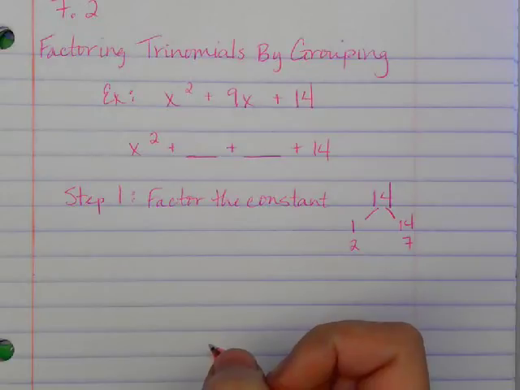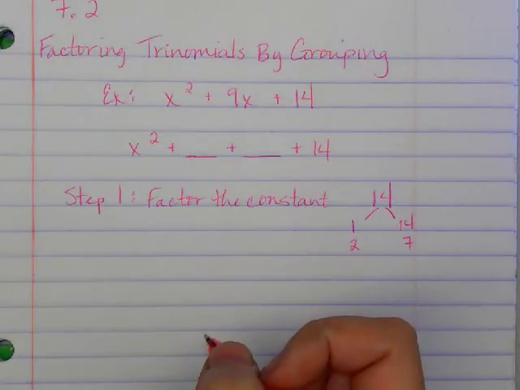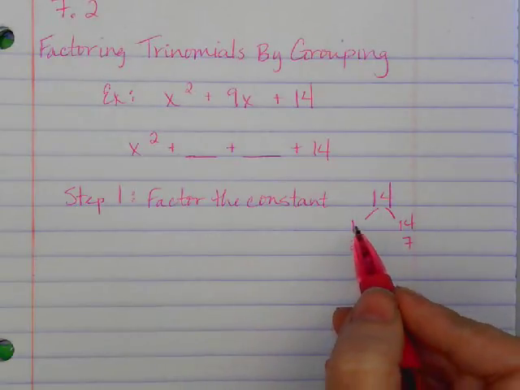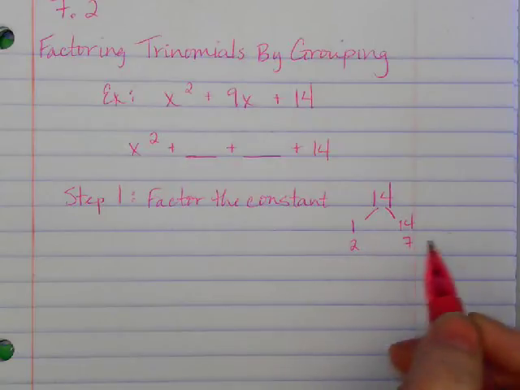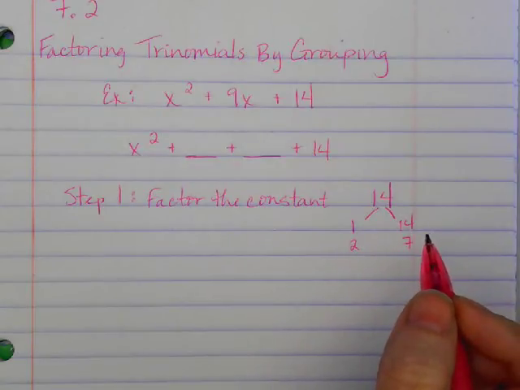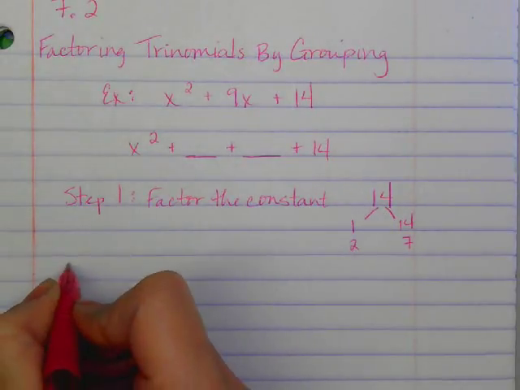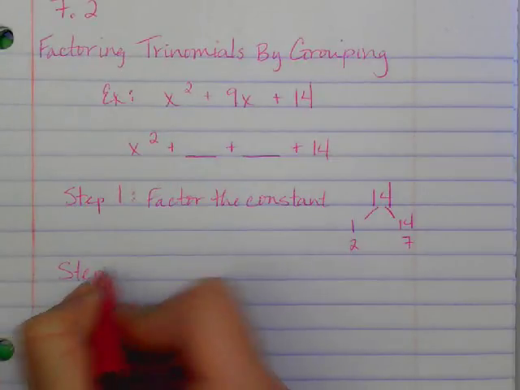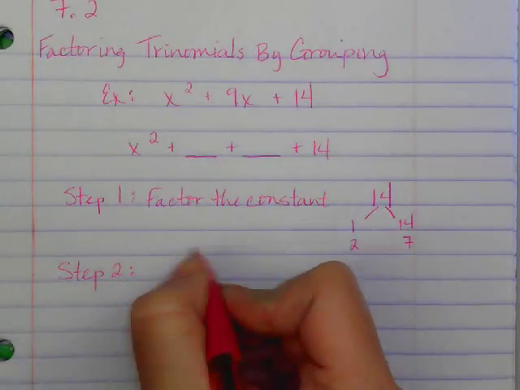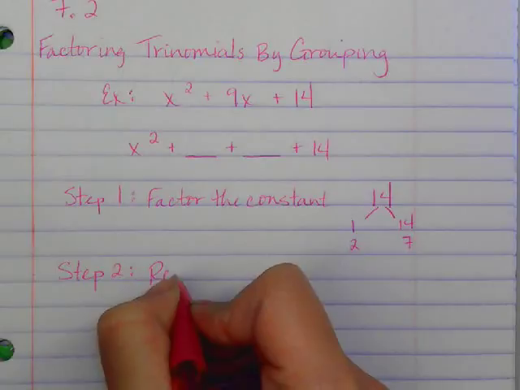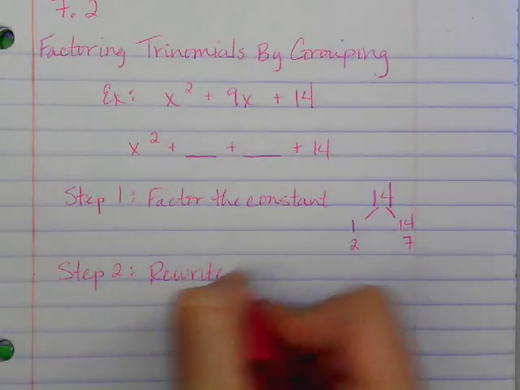So I am going to rewrite the polynomial as x squared plus 2x plus 7x plus 14. So if we were to simplify this, we would add the 2x and the 7x. That would give us the 9x.